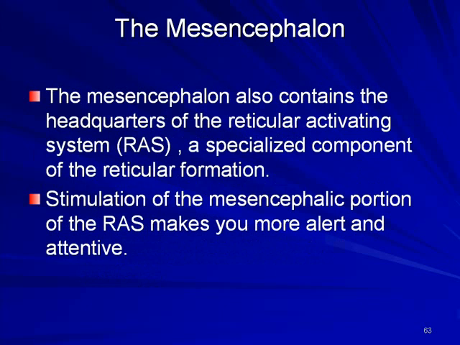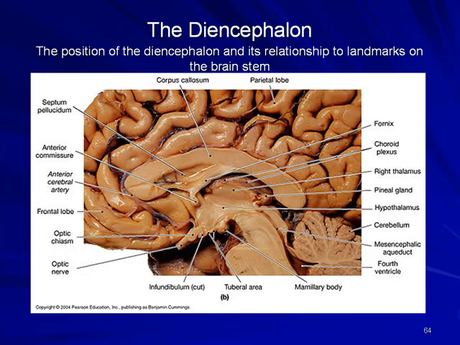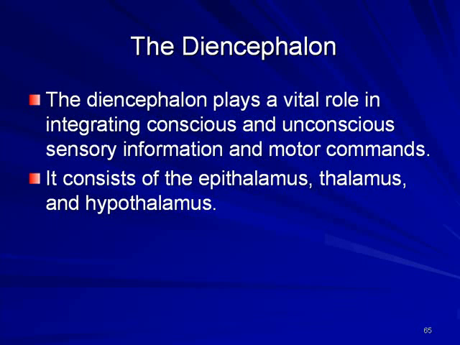Mesencephalon also contains the headquarters of the reticular activating system. You should be familiar with this system. It's a specialized component of the reticular formation. Stimulation of the mesencephalon portion of the reticular activating system makes us more alert and more attentive. The gross picture of the structures.